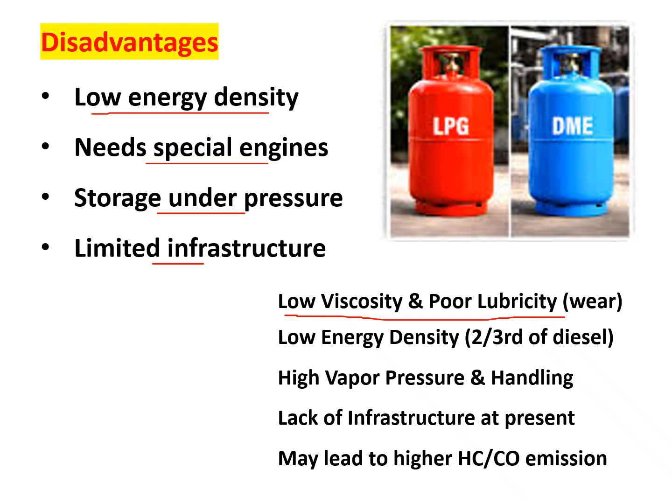Low energy density is 2/3 of the diesel. What you can do with 1 unit of diesel, you'll require 1.5 units of DME. For 1 unit quantity of diesel, you will require 1.5 times the quantity if you are using DME to get the same energy. So the energy production of DME is 2/3, about 66% of diesel.